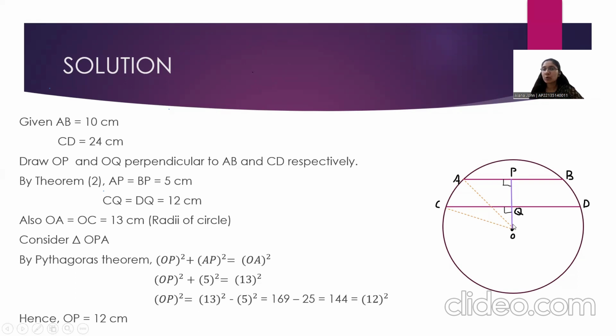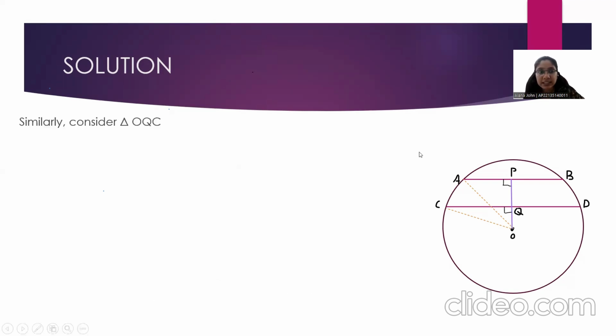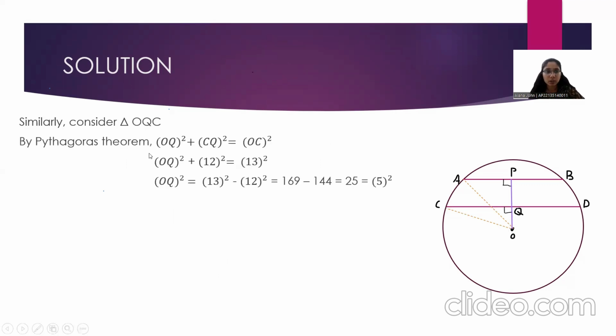Clear? Now our next step is to find the length of the perpendicular OQ so that we can find this difference, right? Now, how can we find the length of the perpendicular OQ? Which triangle should be considered? Yes, consider the triangle OQC. Here also we know the length of CQ, it is 12 centimeters, and OC is the radius, it is 13 centimeters, and also this is a right angled triangle. So simply we can use the Pythagoras theorem.